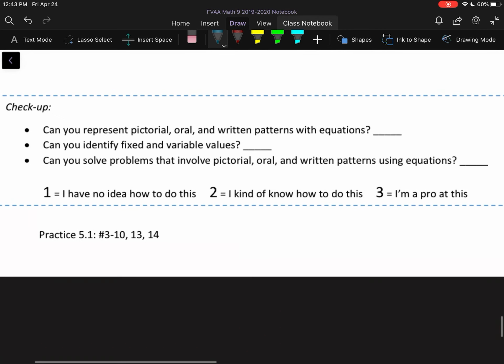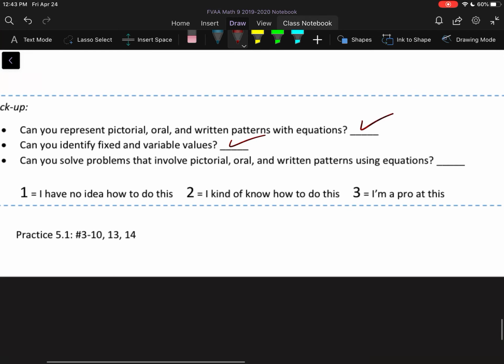Here's a little checkup for us. How can you, after this video, represent pictorial, oral, and written patterns with equations? Can you identify fixed and variable values? Okay. And in terms of our dependent variable and independent variable. And can you solve problems that involve pictorial, oral, and written patterns of equations? So hopefully that's some big yeses for all 3 of those.